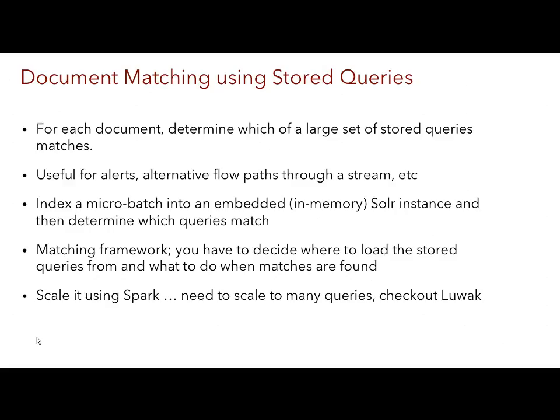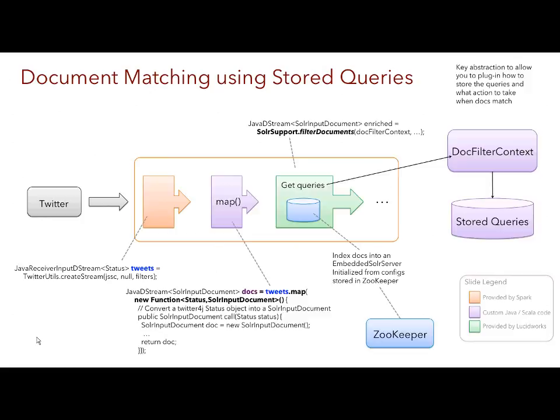So here's a rendering of what I just described. Imagine, again, our Twitter example, and as tweets flow through, we want to match them against a set of queries. The way we do that is we build an embedded Solr server that's seeded with configs in Zookeeper. So again, that's a good way to distribute Solr configs. And then we match the documents coming in.